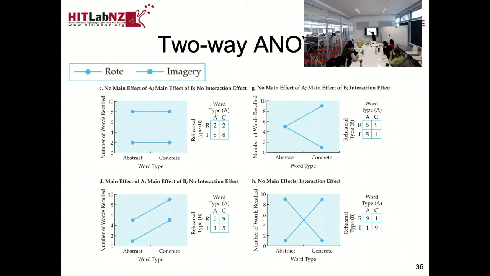So when you see here, when we have a root, our performance was around 2. When we have an imaginary, then the performance was 8. So it has a main effect. Correct? Yep. What about that one? Interaction effect? Yes. And then what about the main effect for the word type?